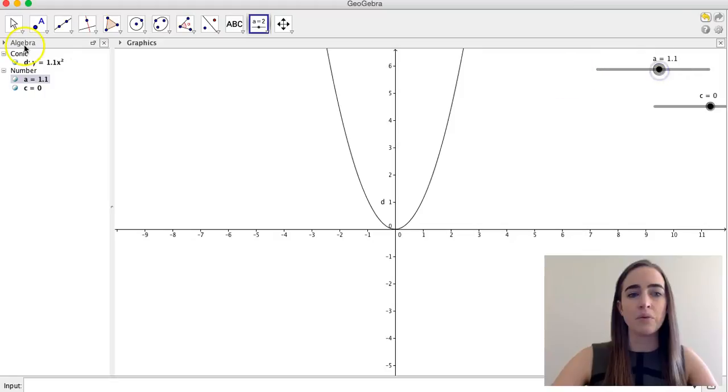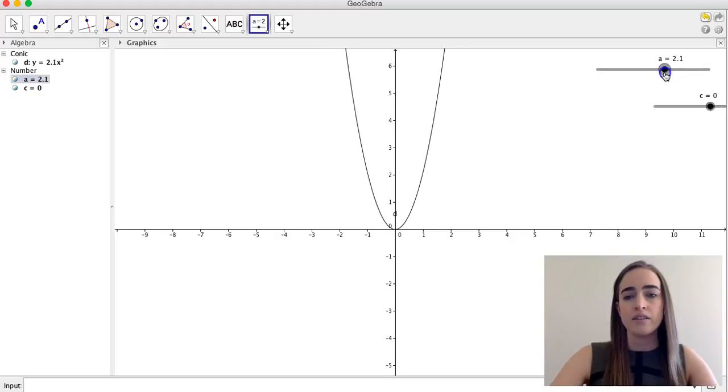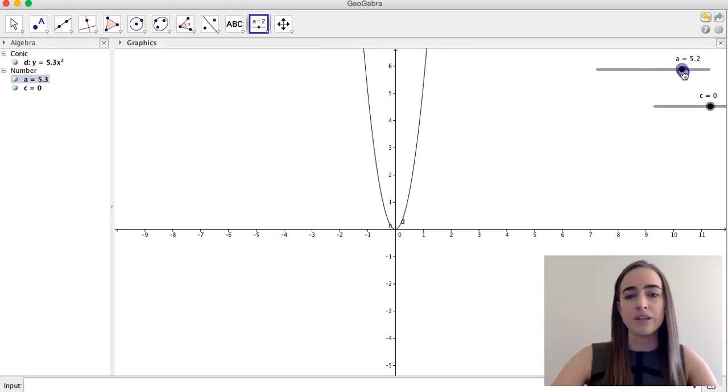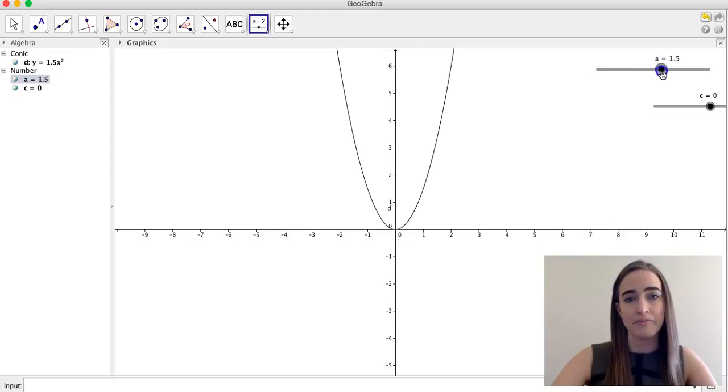So this a, remember, was the coefficient of that x squared term. If our a is 1.1, then our equation is y equals 1.1 x squared. Keep an eye on this equation over here, but also see what's happening to our graph as we increase that number. As that number gets bigger and bigger, you can see our parabola is getting skinnier. And as we come back towards 0, it flattens itself out again.